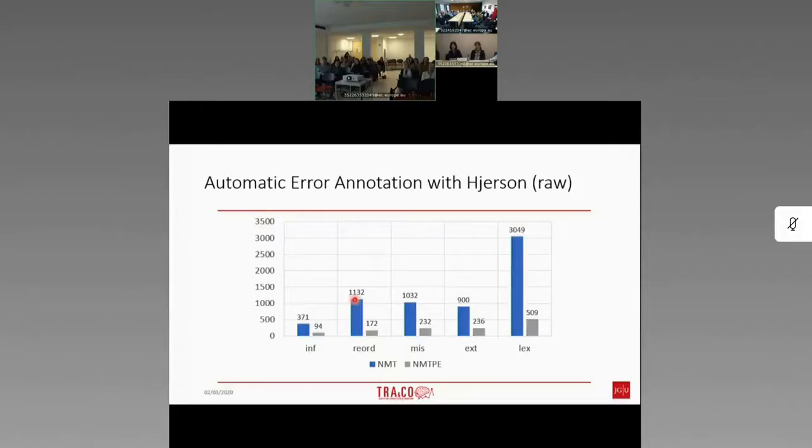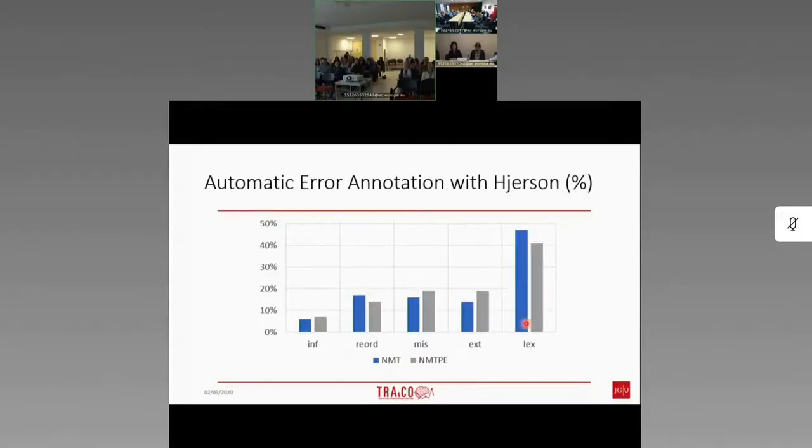In the post-edited version, some more word order errors. Missing words are also quite frequent. Extra words are quite frequent. But lexical errors explode. In percentage, in the post-edited version, nearly 50% are lexical errors. And in the revised version, very similar.